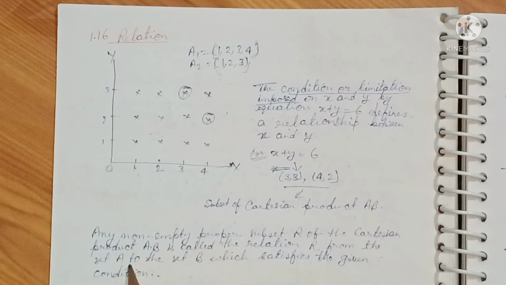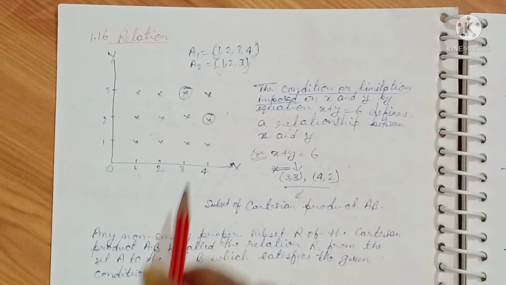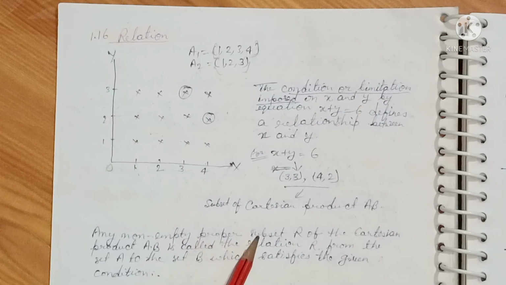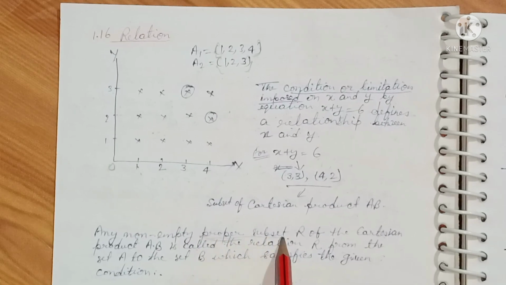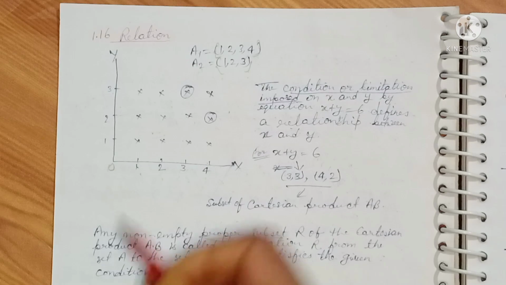So here any non-empty proper subset R of the Cartesian product A×B is called a relation from the set A to the set B which satisfies the given condition. So what is a relation? A relation is a subset. Here it is given as a proper subset of the Cartesian product A×B which satisfies the given condition.